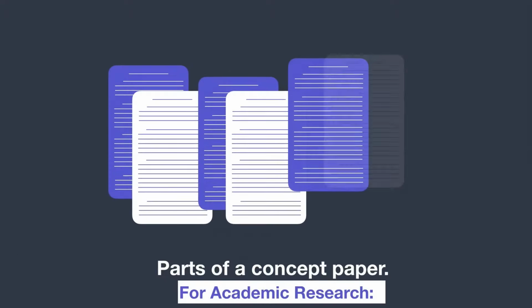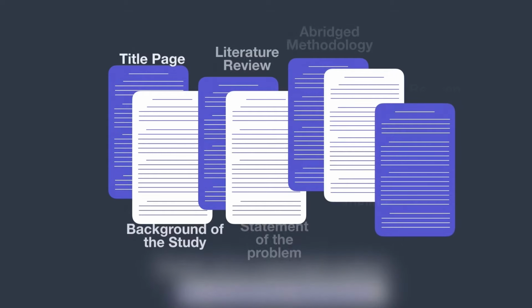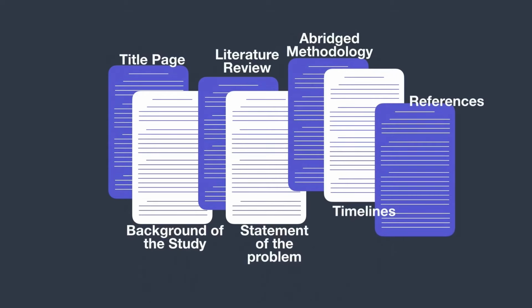Concept paper for academic research. Use the following structure to present an idea or concept for a research you would like to pursue. 1. Title page. State the proponent's name, institution, the title of the project, and date of submission.